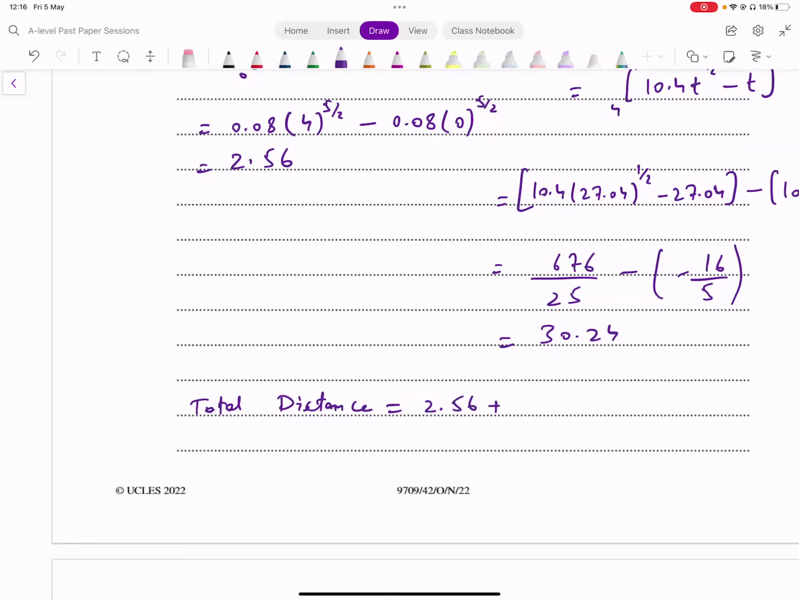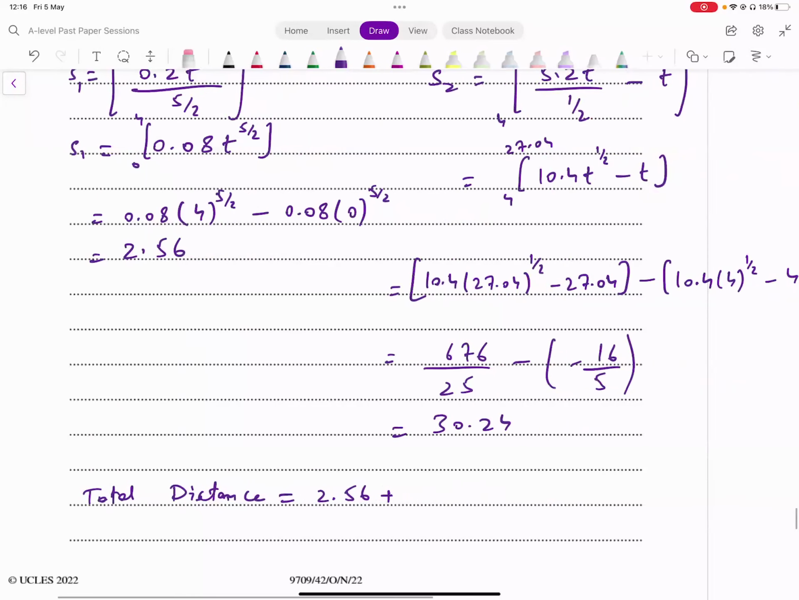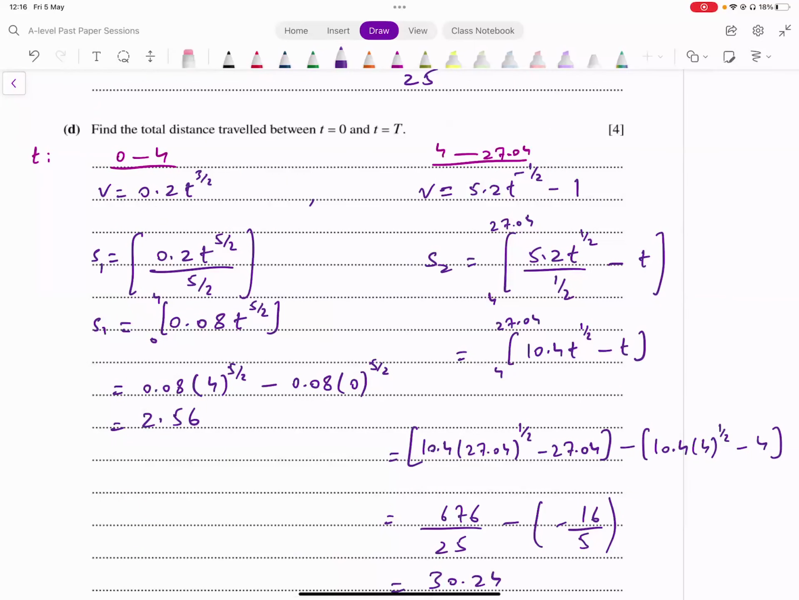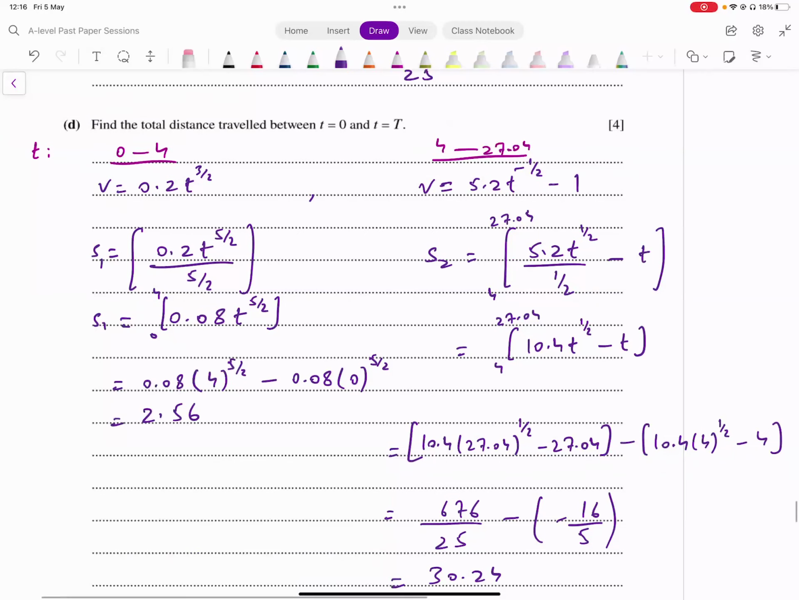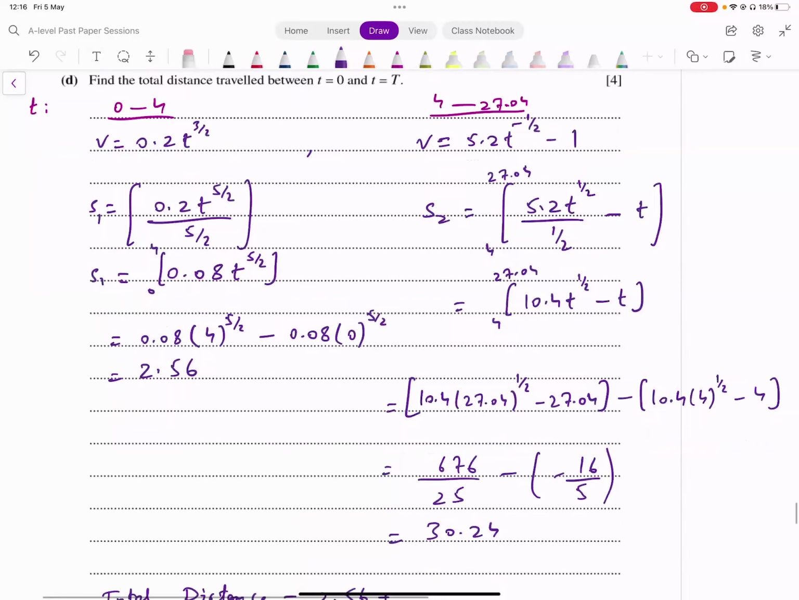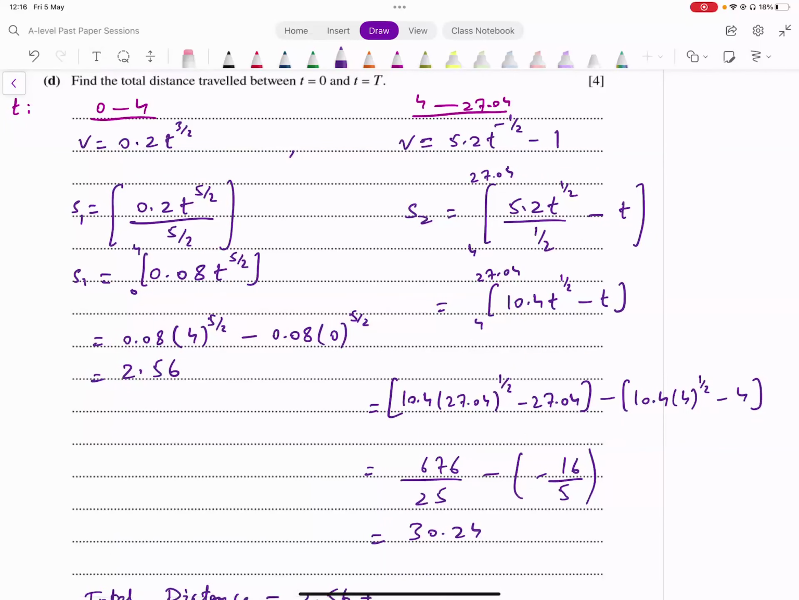2.56 plus 30.24. Let me just check the working again. I think I'm missing something. I'm just checking the final answer. पहला वाला 2.56 ये सही है. दूसरा वाला में कोई मसला लग रहा है.